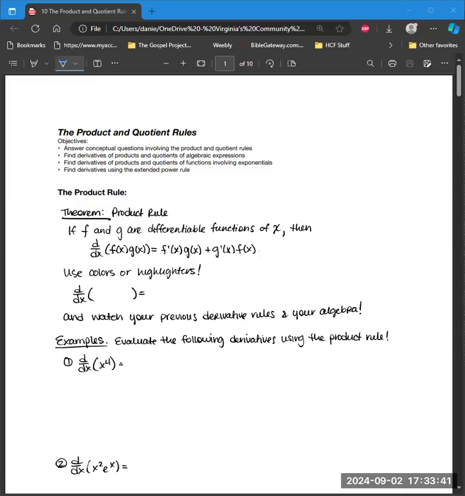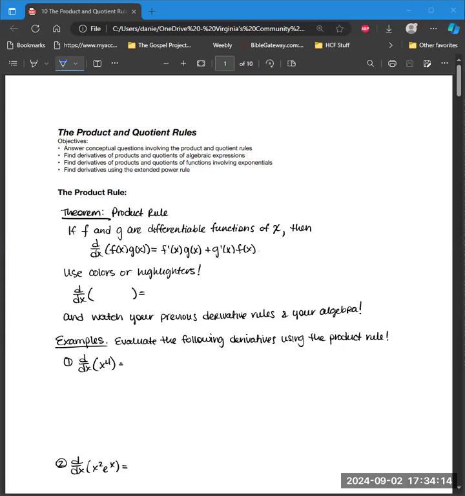In this video, we're going to talk about the product and quotient rules. Our objectives will be to answer conceptual questions involving the product and quotient rules, to find derivatives of products and quotients using algebraic expressions, to find derivatives of products and quotients of functions involving exponentials, and to find derivatives using the extended power rule. So we're going to actually have to talk about the chain rule a little bit in this video, even though that's really our next topic that we're going to talk about.